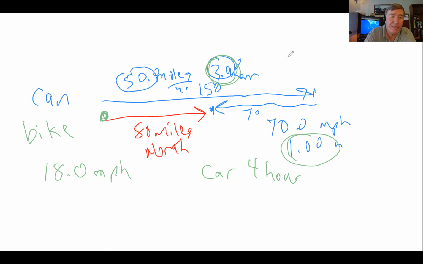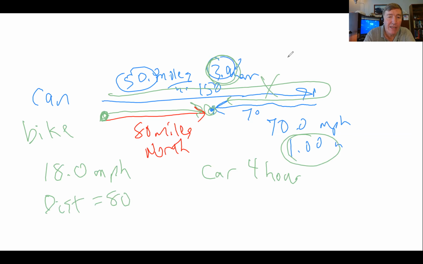So then the question is, how much time does it take the bicyclist to get to this location? Now, some people mistakenly thought that the bicyclist was doing the same route that the car did. They thought that the bike went all the way here and then all the way back, but that's not what the bike does. The bike just goes until he finally meets up with the car again. So the bike goes a total distance of 80 miles and goes at a speed of 18 miles per hour.